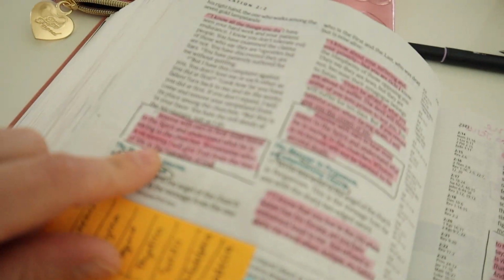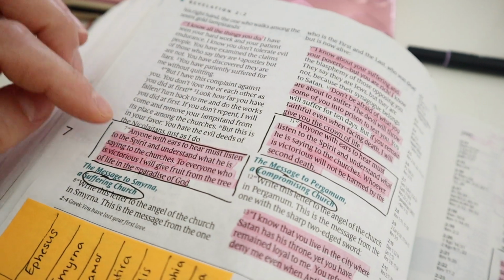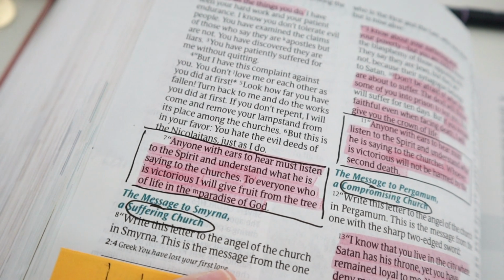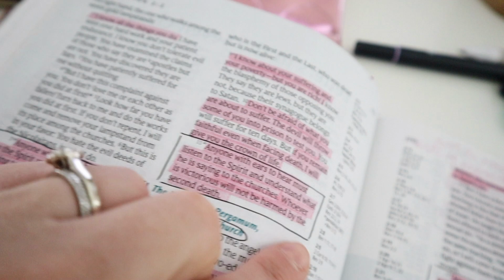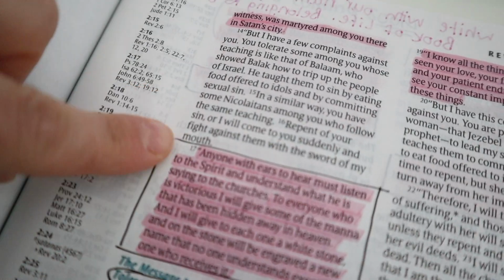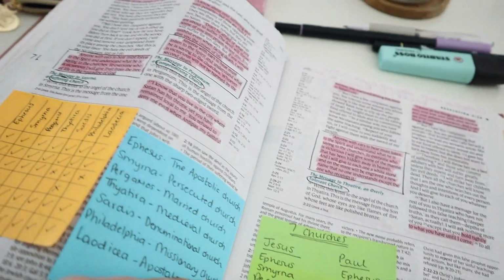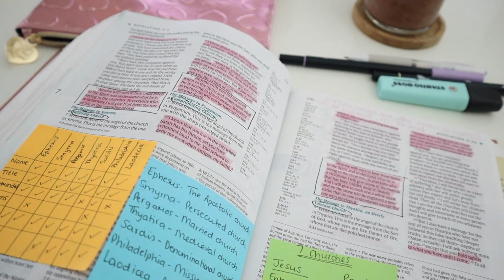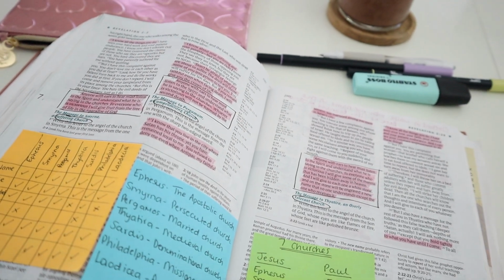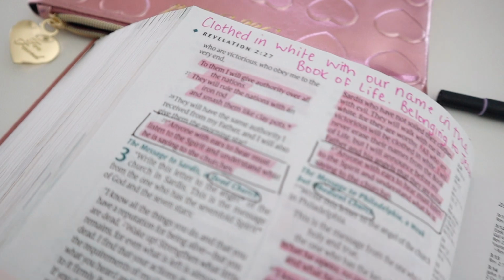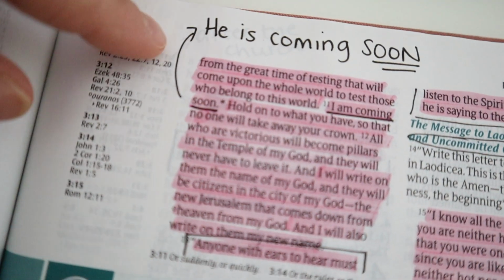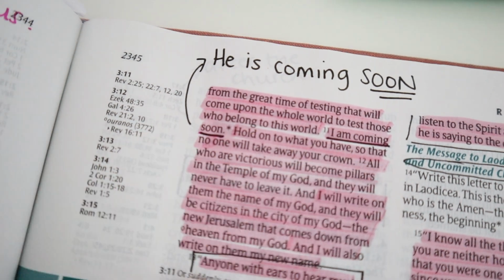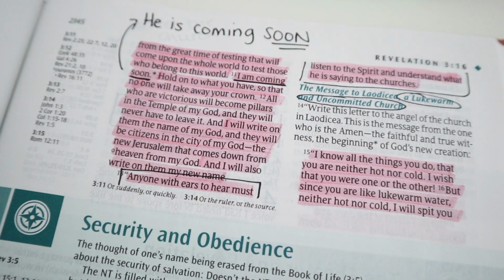And then you can see here where I've drawn a box around where things are repeated. So it says here, anyone with ears to hear must listen to the Spirit and understand what he is saying to the churches. And then again, and then again. So I just kind of box off things that are repeated because then it makes it really obvious when I come back to revisit that is what's going on. And then I like to just write little notes to myself. He is coming soon, I've put, because it actually says here, I am coming soon. There it is again, anyone with ears to hear.